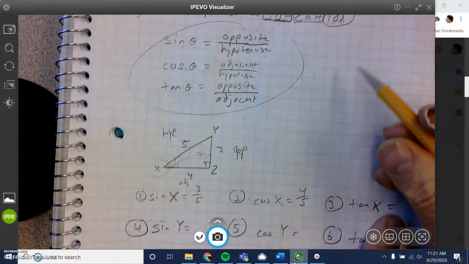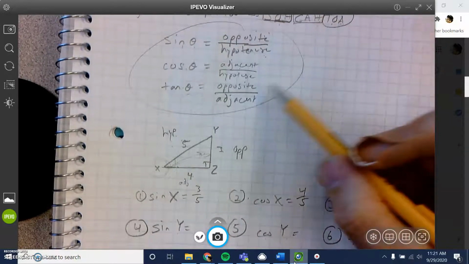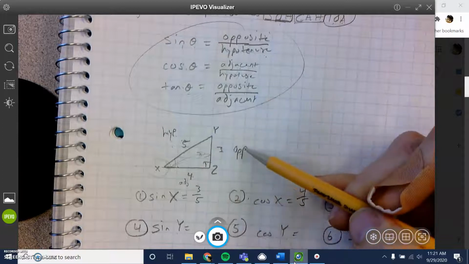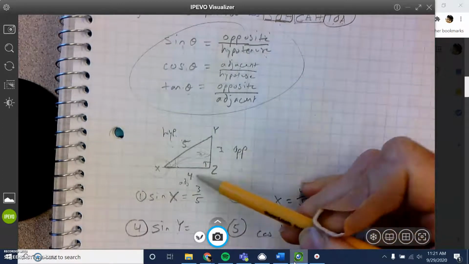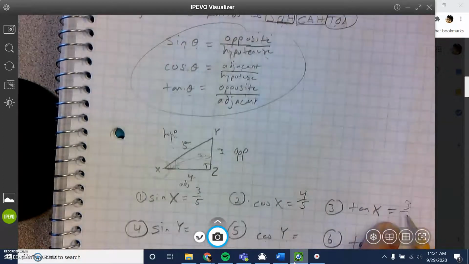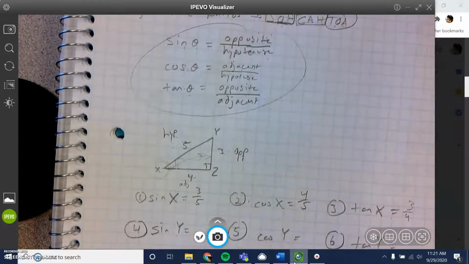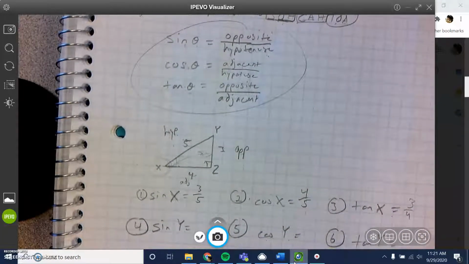Tangent is opposite over adjacent. So that's going to be 3/4. You have to put it in this order. If you put 4/3, it's wrong. You have to put it in that order.